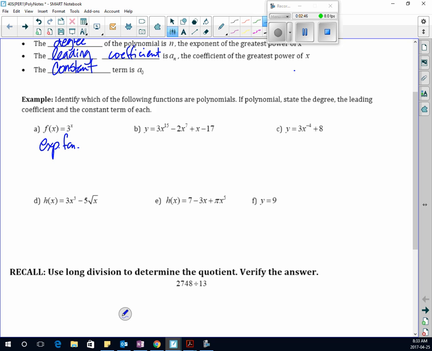Y equals 3x to the power 15 minus 2x to the power 7 plus x minus 17. Is this a polynomial? Yes, this is a polynomial. So what is the degree? The degree, again, is what? Highest power of x, 15. Then it says, what is the leading coefficient? That is the coefficient of the power that has the highest degree, 3. And what is the constant term? Minus 17. It has to be a minus, right? Because they're all add otherwise. Okay, next one. Is that a polynomial?